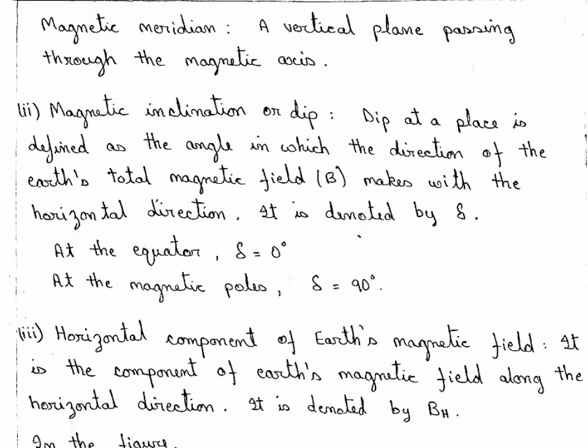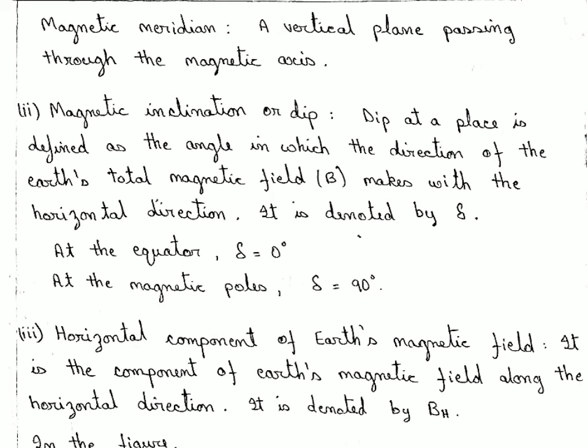The second magnetic element is the magnetic inclination or dip. Now, this magnetic inclination or dip at a place is defined as the angle which the direction of the Earth's total magnetic field makes with the horizontal direction, and it is denoted by delta.